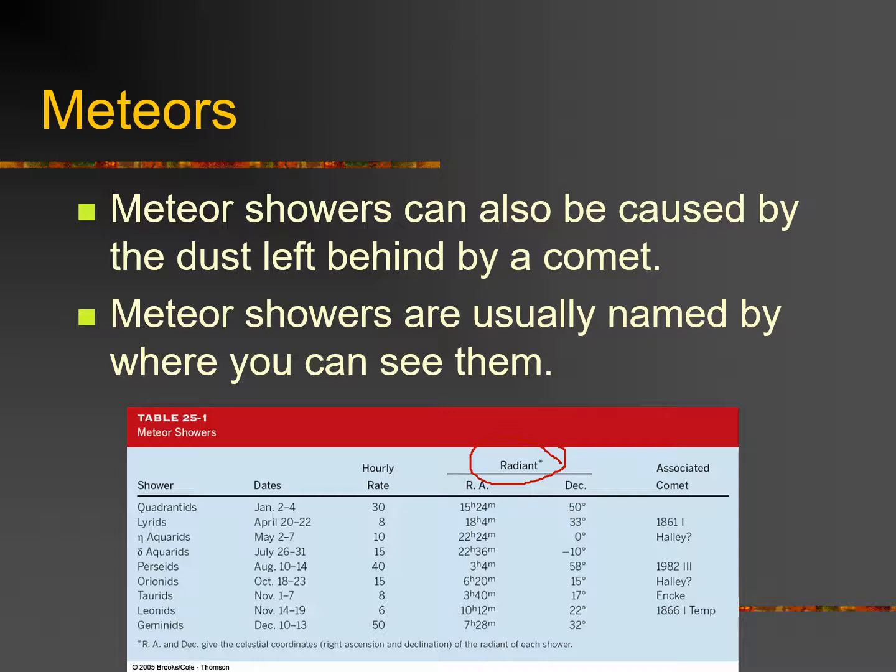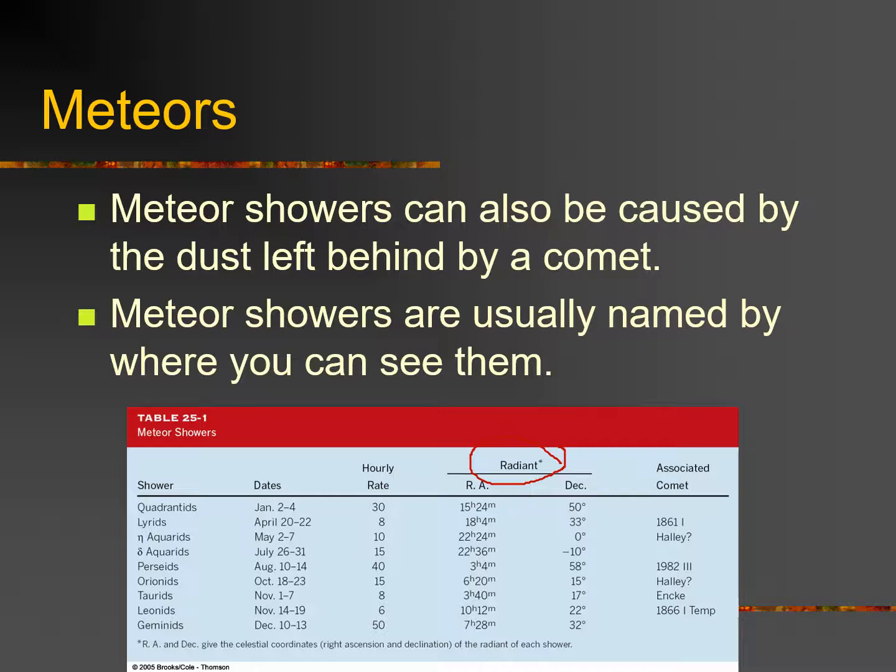Now keep in mind, if you look at the hourly rate on this chart, the hourly rate changes per year based on what part of the orbit we're going through. Okay, so the Perseids, when this chart was made in 2005, are only showing about 40 per hour. A couple of years ago, it was up to 140, 180 per hour. So it will change, and you'll need to look at an updated chart to see.